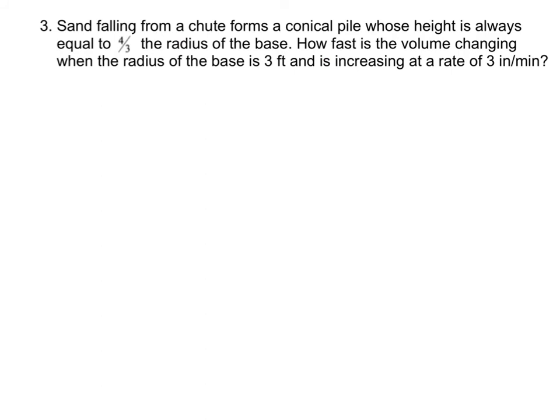Okay, the last problem that we're going to look at tonight says that sand is falling from a chute, forms a conical pile whose height is always equal to 4/3 of the radius of the base. All right, so we would have a kind of a cone-shaped pile like this, where the sand is kind of falling from the chute, if we had a chute up here, and it's falling into this pile and it forms a cone shape. So you can kind of imagine that. All right, and it tells you here whose height is always equal to 4/3 of the radius.